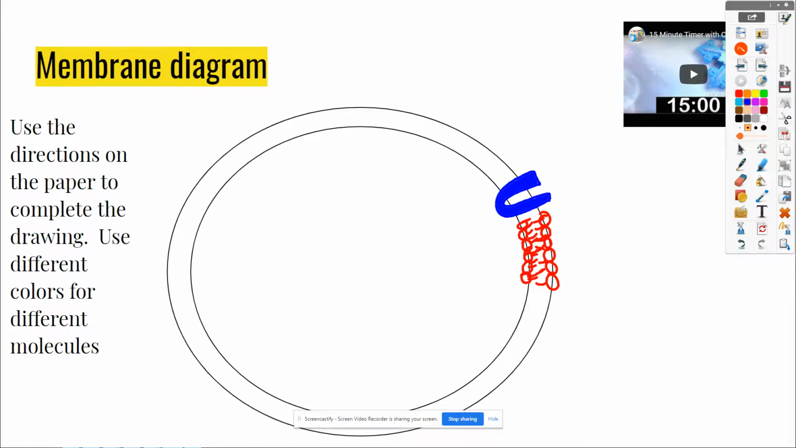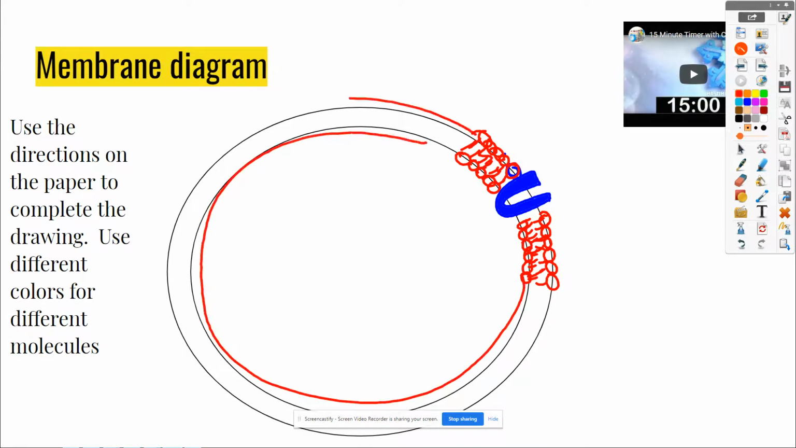And then we'll draw some more phospholipids. And then we're going to add some other molecules, and it tells you what to add and how many to add. But when you're done, you should have 2 entire layers of phospholipids with proteins, cholesterol, carrier proteins, transport proteins, peripheral proteins, all of those things added to your drawing. So that's what you're going to do. You have 15 minutes. Use different colors, use highlighters, different colored pens, whatever you need to, but you have 15 minutes to do that.